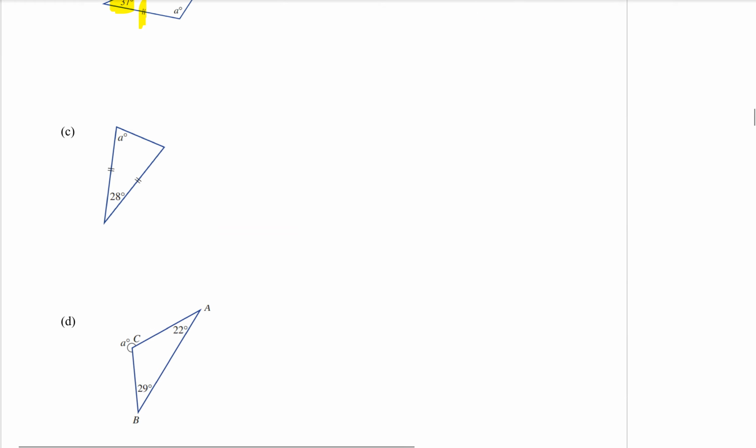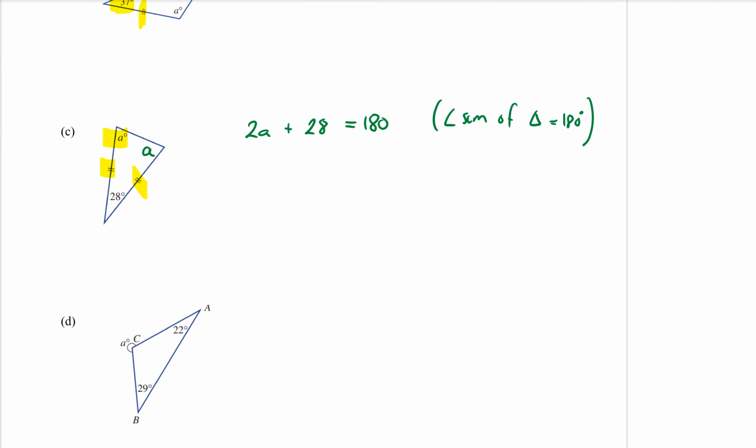Question C, again we have an isosceles triangle here, which means that A is going to be the same as this one here, which is A. So I have two A's. I have A plus A, I have 2A, plus I have another angle, which is 28, and that is equal to 180 degrees because the angle sum of a triangle is equal to 180 degrees.